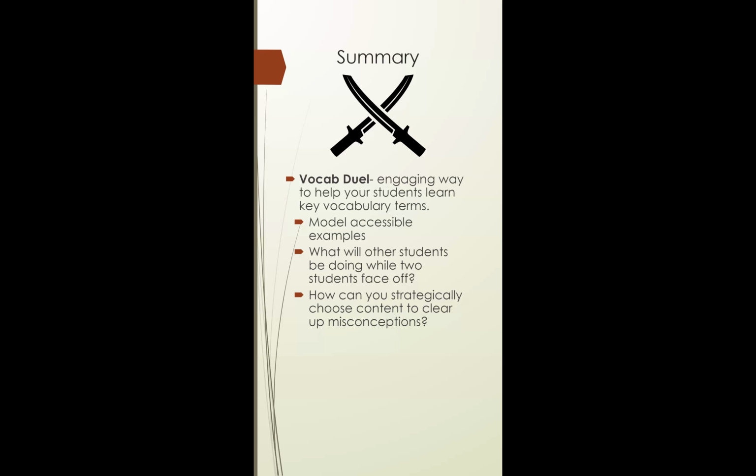And then lastly, like I mentioned, how can you strategically choose content? So thinking about maybe you want to go across time periods, or a group of people that they often mix up, or technology, or using a theme, or whatever it might be.